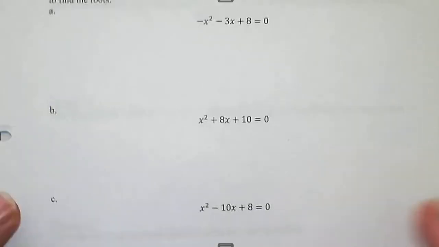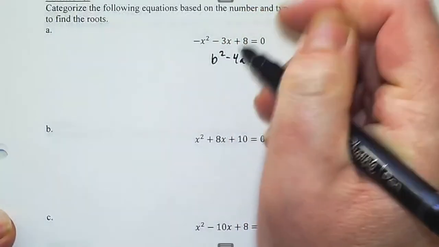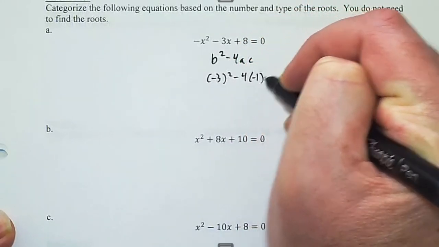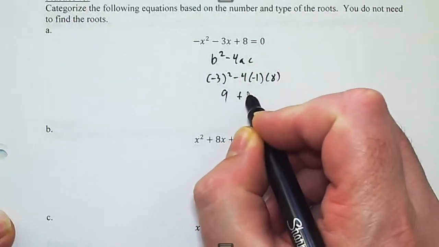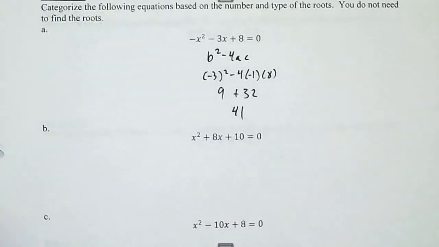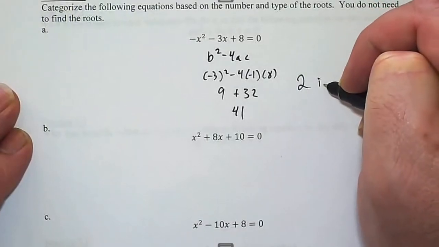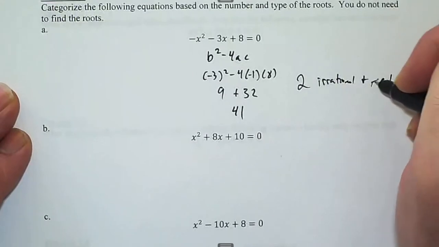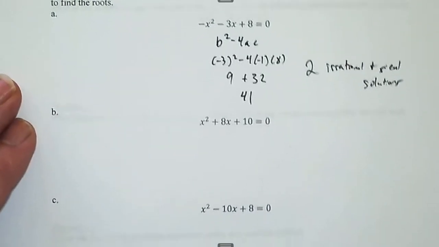We're going to classify these, so we use the discriminant. So that's negative 3 squared minus 4 times a negative 1 times 8. So that's 9 plus 32, which is 41. 41 is not a perfect square. The square root of 41 is a real number, but it's not rational. So we have two irrational and real solutions. Totally real, just not rational.